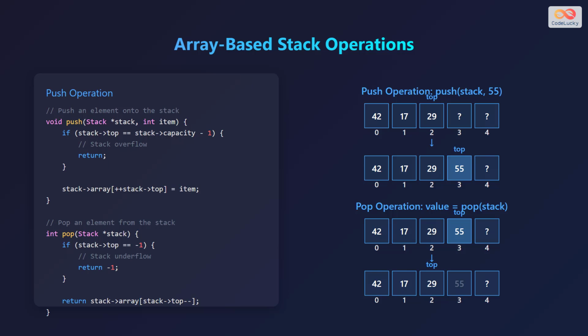For the pop operation, the pop function takes a stack pointer as input. If the stack is empty, meaning that the top is -1, we return -1 to indicate that the stack is empty. Otherwise, we return the value located at the stack->array index stack->top, and then decrement the stack->top. This effectively removes the top element from the stack.